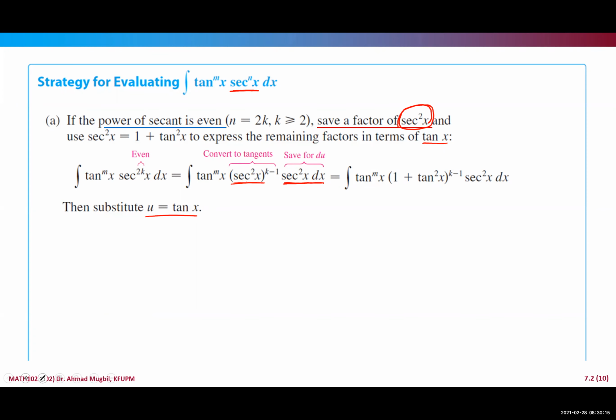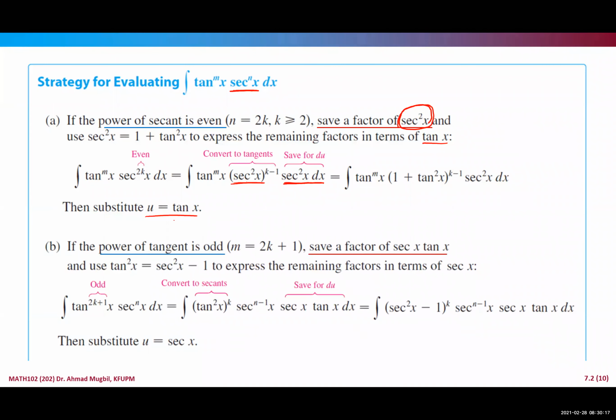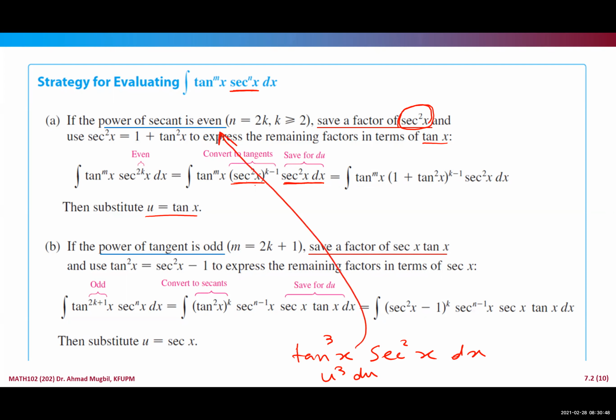Now, if the power of tan is odd, because I will talk about the next case in the next slide. So now, if the power of tangent is odd, what should we do? Here we need to recall something. If the power of tan is odd, like tan to the power 3, with secant squared x, it is not a problem, because this will be u to the power 3 du. It is not difficult. And this will be the first case, by the way.